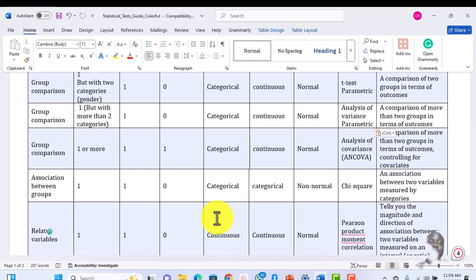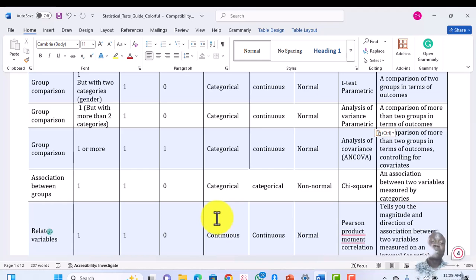You can see that the pair that we have been dealing with had been one categorical, one continuous. The dependent is always continuous and the other is categorical. But now we have left that one. This is association between groups, but you can see that both of them are categorical.